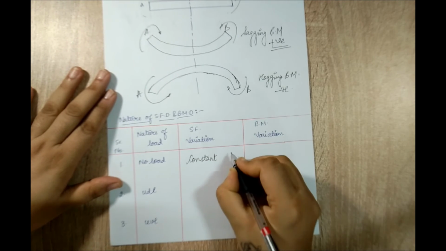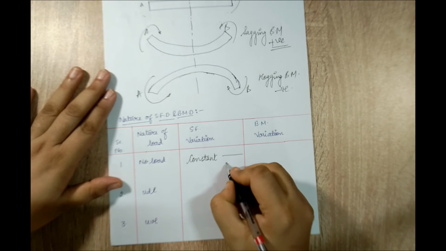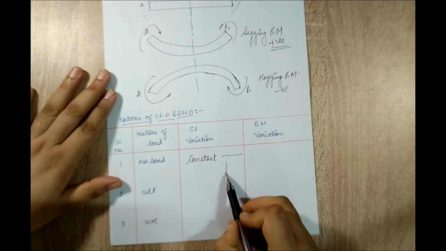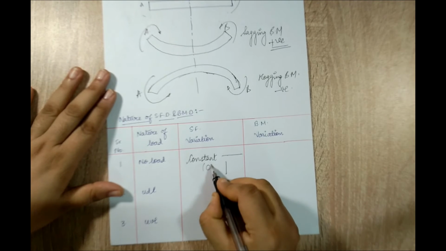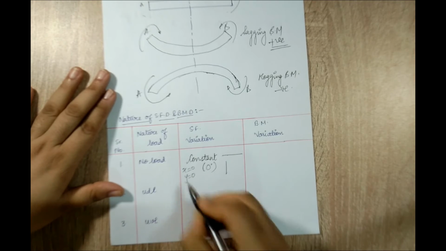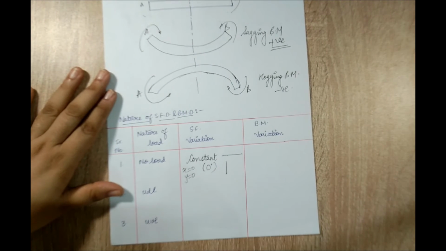When I say constant, the line is like this. Here we say generally y is equal to 0, and for this we say generally x is equal to 0. So this line is actually a 0 degree line because I am saying x is equal to 0, y is equal to 0. So obviously this is a 0 degree line.